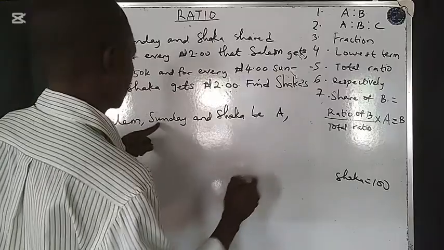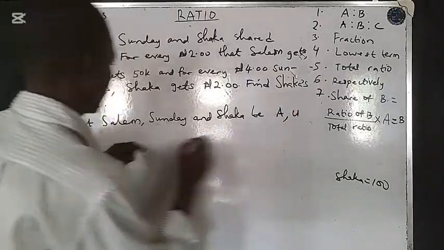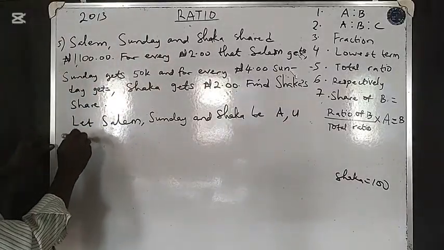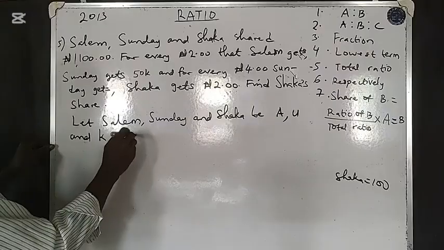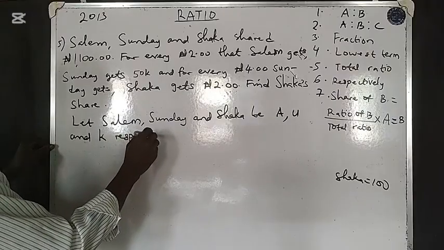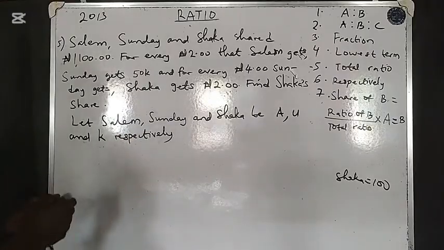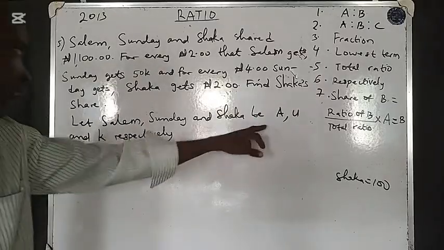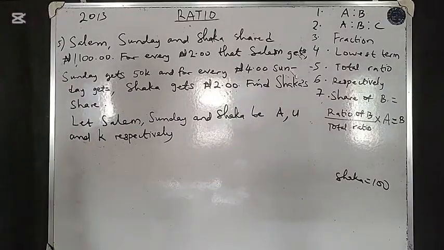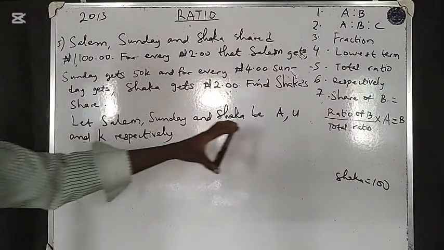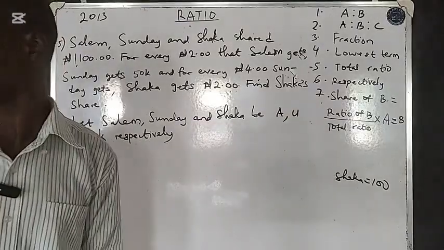A, U, and K, respectively. So in Salem, you can see A, right? In Sunday, you can see U. In Shaka, you can see K. So let these people be represented by these letters.